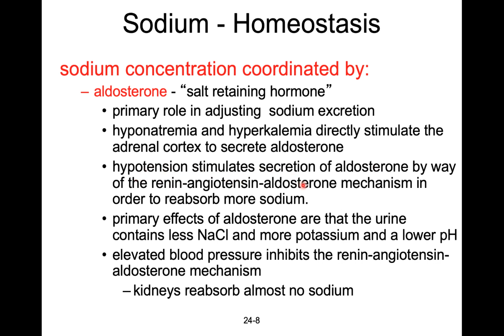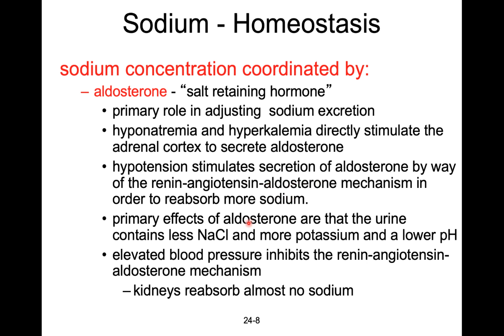renin-angiotensin-aldosterone system. Again, this system is very important. We've now talked about it at least 4 or 5 times in 2 different lectures. Low blood pressure causes production of renin. Renin causes conversion of angiotensinogen into angiotensin 1. Angiotensin 1 turns into angiotensin 2, and angiotensin 2 is going to do a few different things in your body, one of which is stimulating aldosterone.